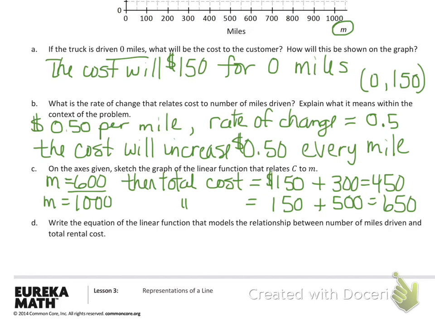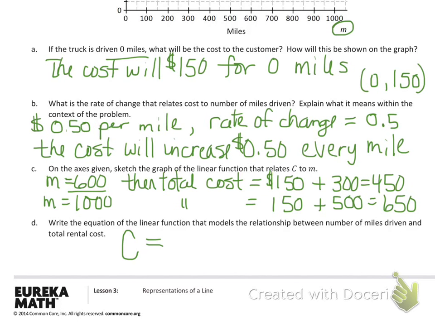Okay, so now we can write the equation of the linear function that models the relationship between number of miles driven and the total rental cost. And remember we're using C and M, not X and Y. So let's talk through this. So the total cost is C, and we'll just do it how we wrote it. The total cost is, and let's write it, we'll do the cost for miles first this time.